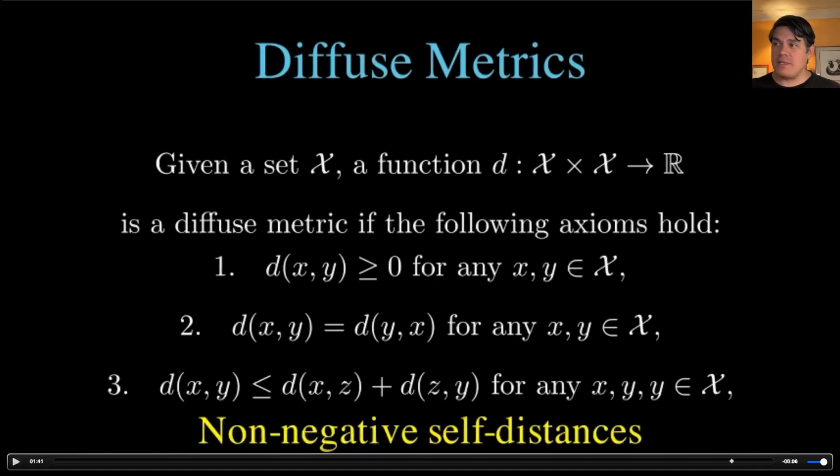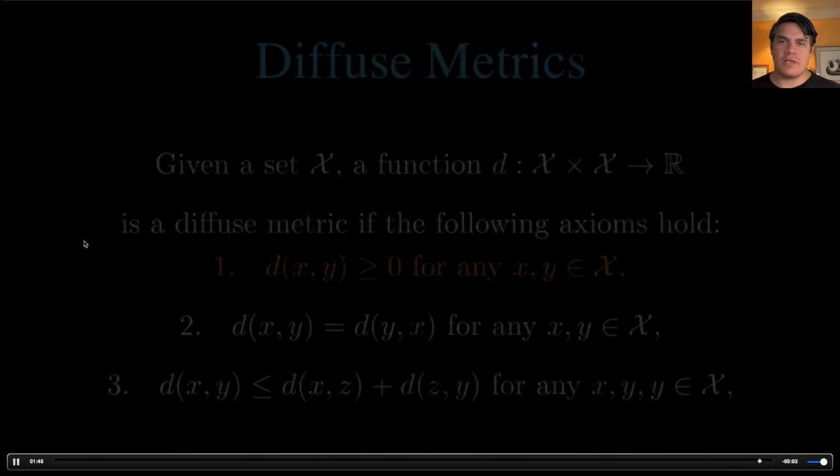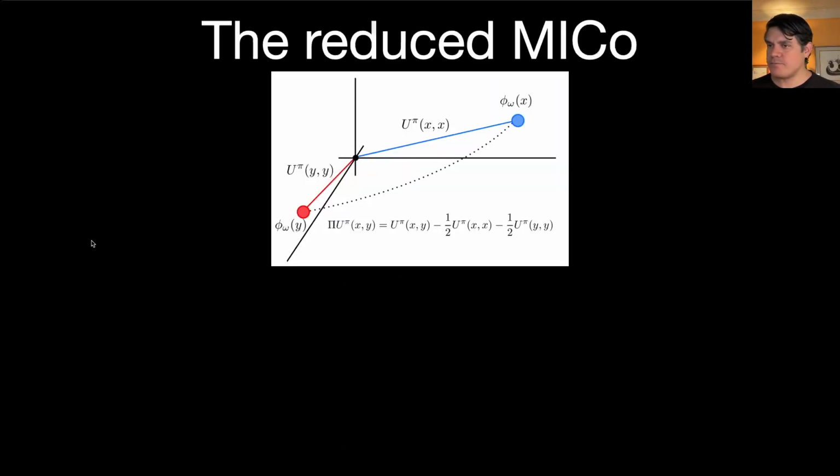This means that the self distances can also be non-negative. In other words, you can have a positive distance to yourself, which seems a little counterintuitive, but this is where the term diffuse comes from. It essentially measures, from an initial state, how the process diffuses with respect to the stochastic transitions. So if you have a deterministic system, you will have zero self distances. And you can look at our original paper, the MICo paper, and the blog post I wrote, where there are some interactive widgets where you can get more familiar with diffuse metrics.